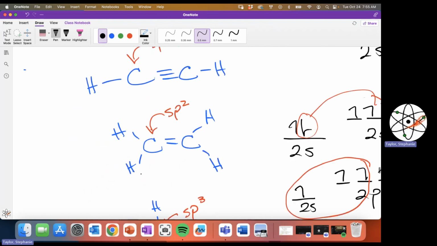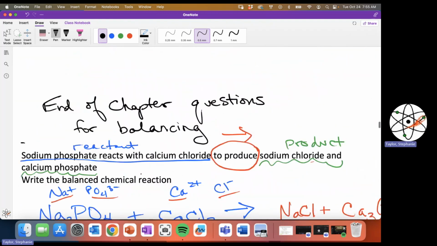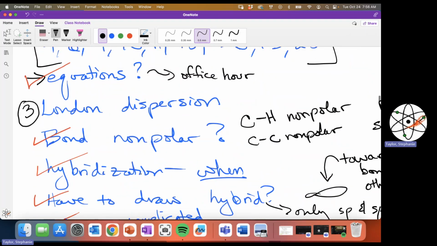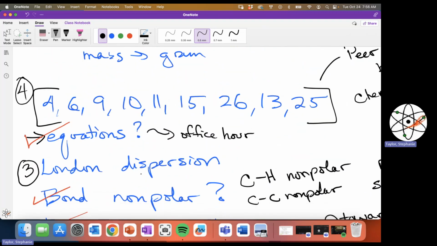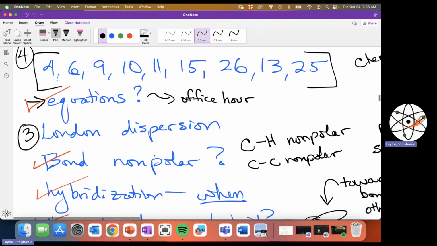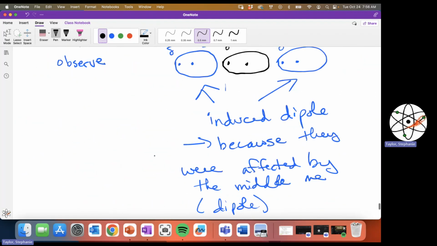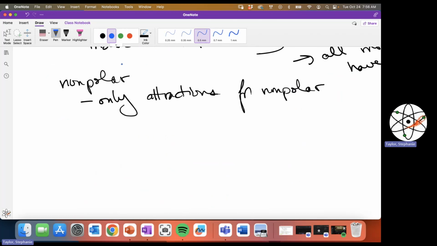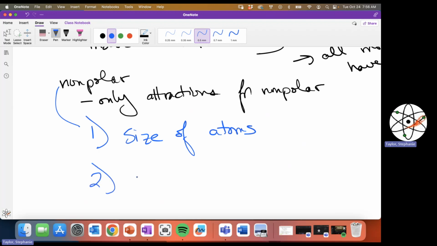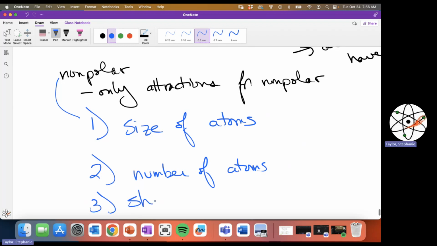I know those questions went by really quickly, and I don't remember anybody asking me for examples of dispersion forces or London dispersion forces. The thing is that we can rank them. When you are thinking about London dispersion forces, if you are dealing with nonpolar molecules, there are three main ways to rank these. One is by size of atoms. One is by the number of atoms. And the last one is by shape of molecule.